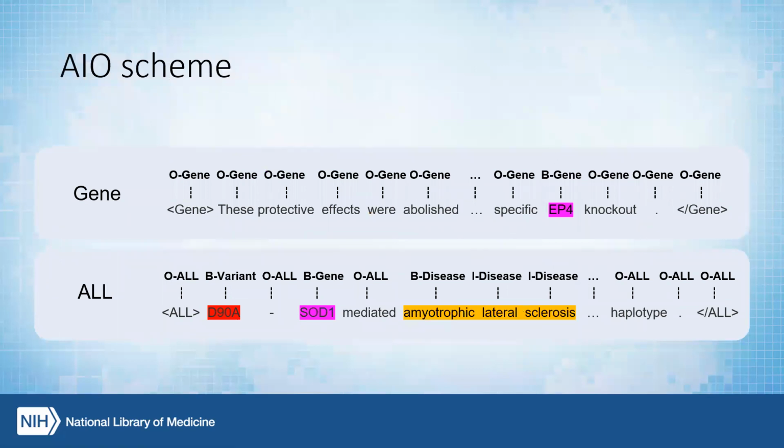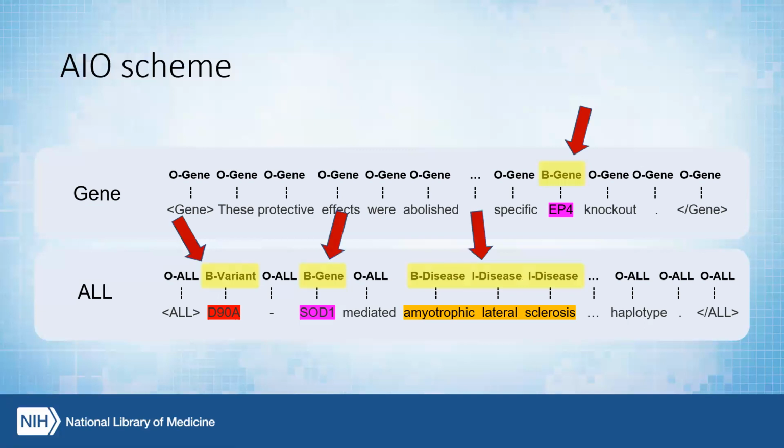The AIO, or all-in-one, tagging scheme we propose adapts the IOB tagging scheme to account for corpora which are only annotated with a subset of the entity types to be identified. The top sentence is from a corpus which only has gene annotations. The bottom sentence is from a corpus with annotations of all 6 of the entity types of interest.